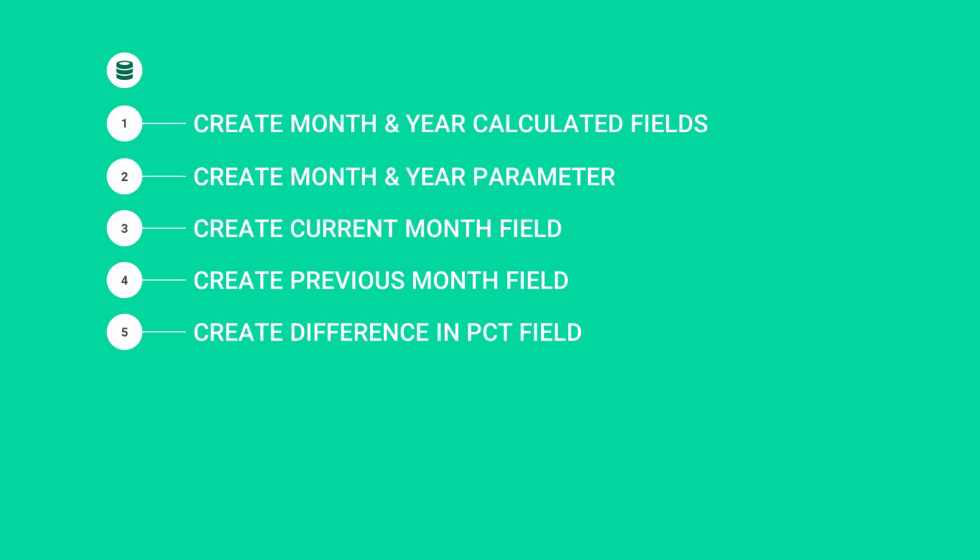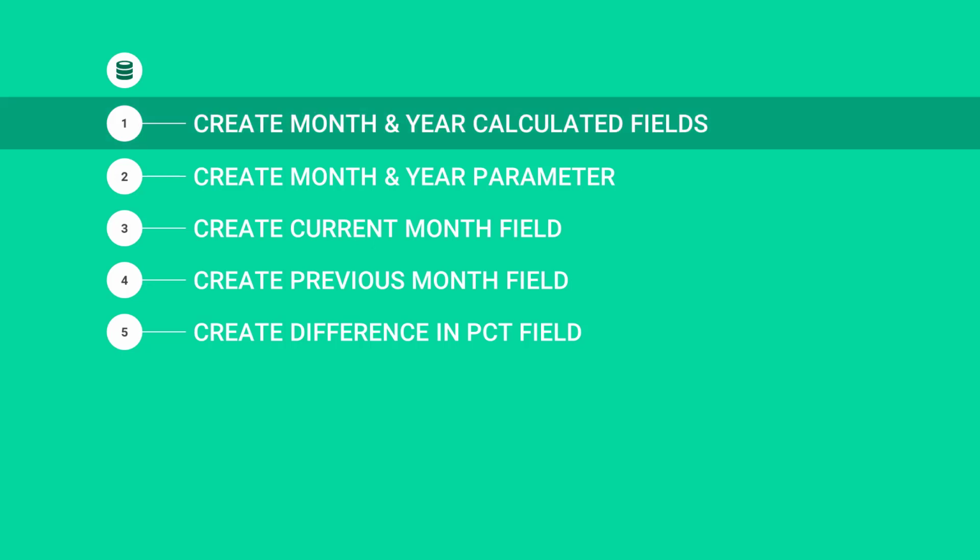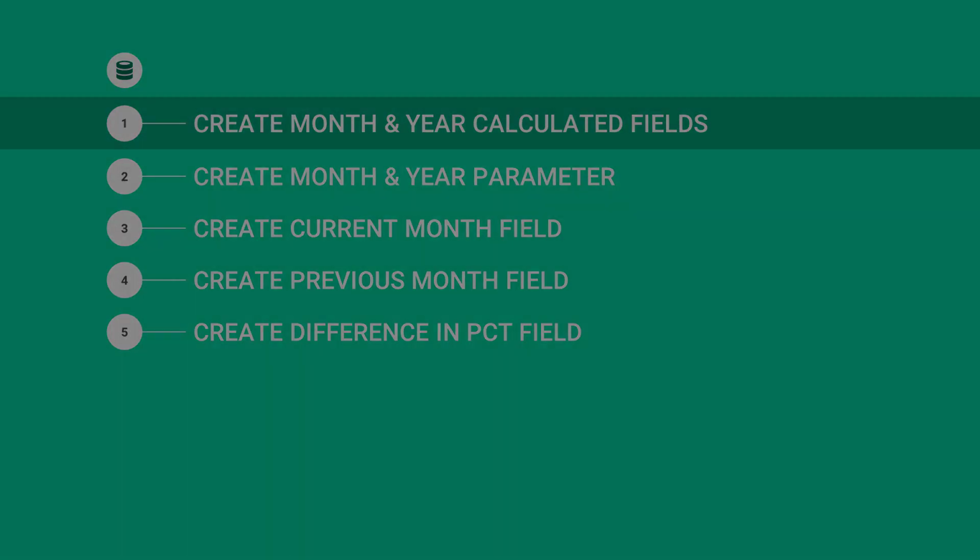And in the fourth step, we do the same, but for the previous month. And if we have both fields, we can, in the fifth step, then create a field that displays the difference in percent between the current and the previous month. Okay, let's start with the first step and look right into Tableau at how we can do that.